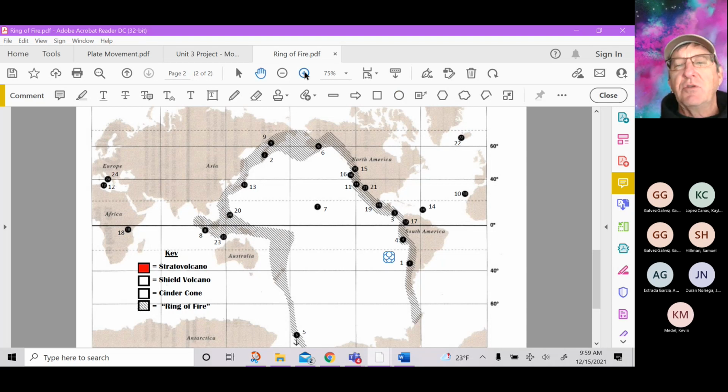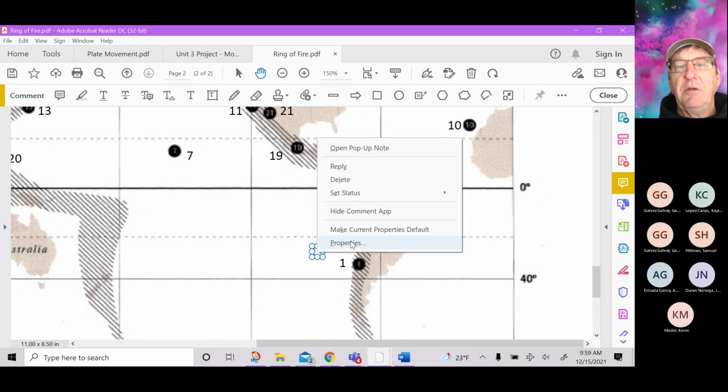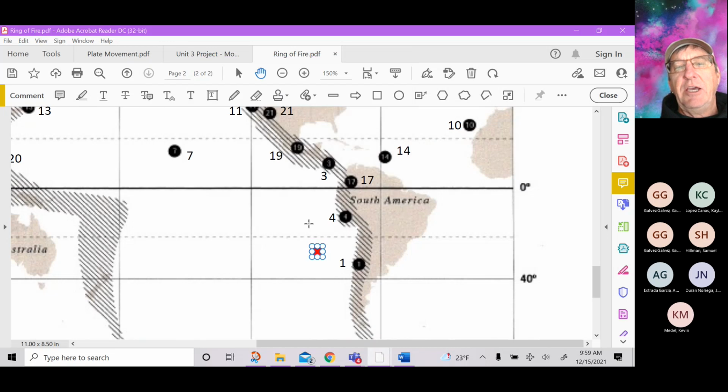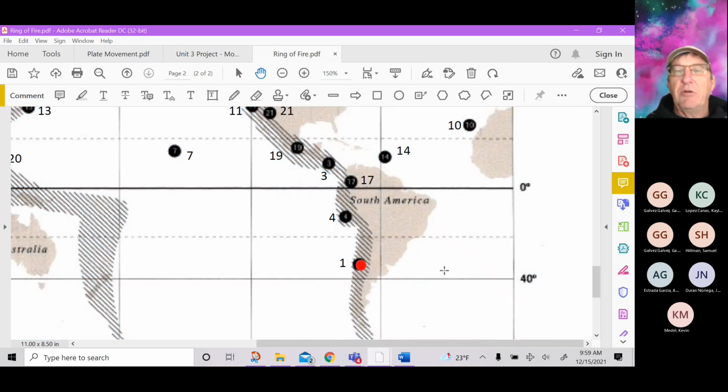It might help if I zoom in here. Makes it a little easier to be more precise. Once again, right-click, Properties, fill it in with red, click OK. Now I'm going to drag that over here. There's volcano number 1, a stratovolcano. Azul is its name. But the point here is the type of volcano.